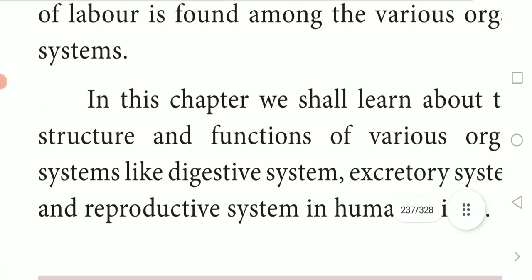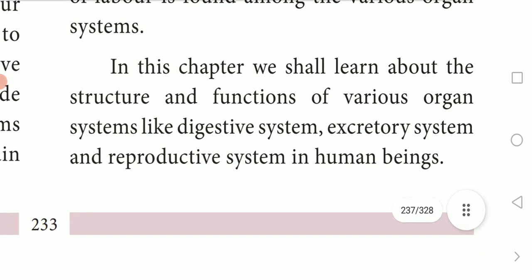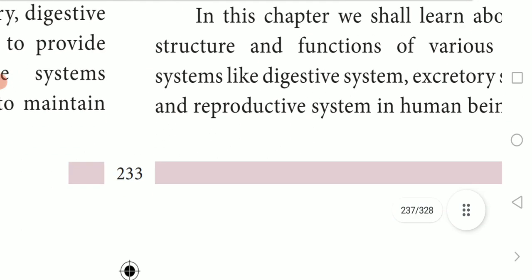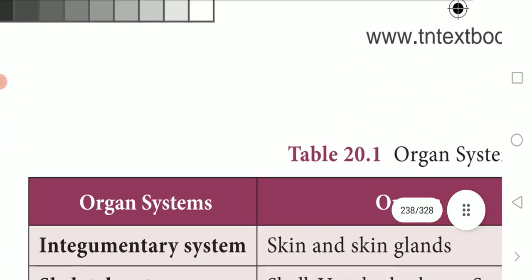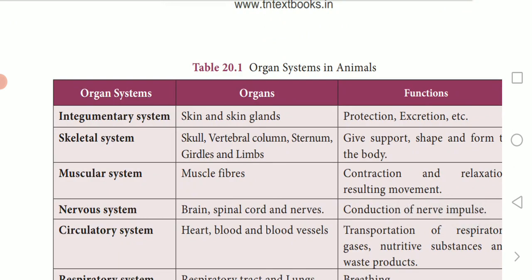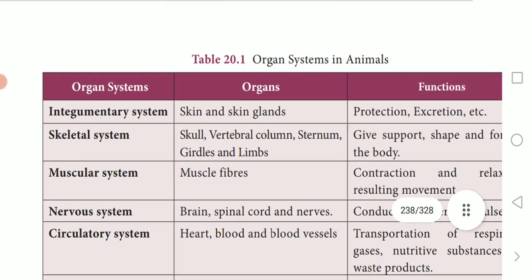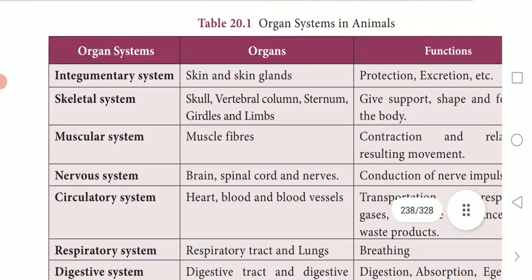So in this chapter, we will learn about the structure and functions of various organ systems like the digestive system, excretory system, and male reproductive system in human beings. All these systems we are going to see. Okay, the next topic is a tabular column here: organ systems in animals. What organ systems are present in animals? We are going to see in this tabular column.